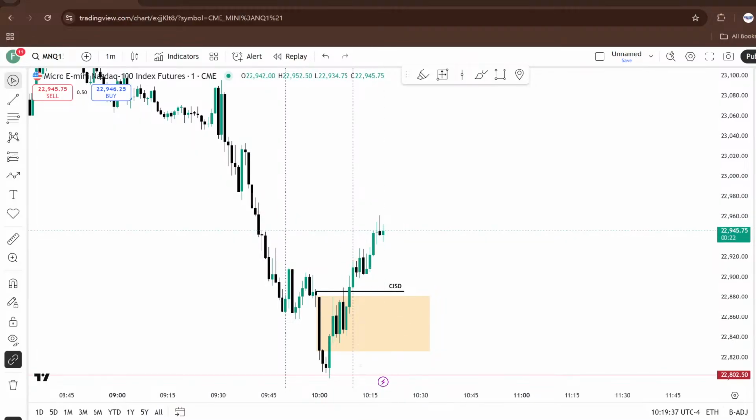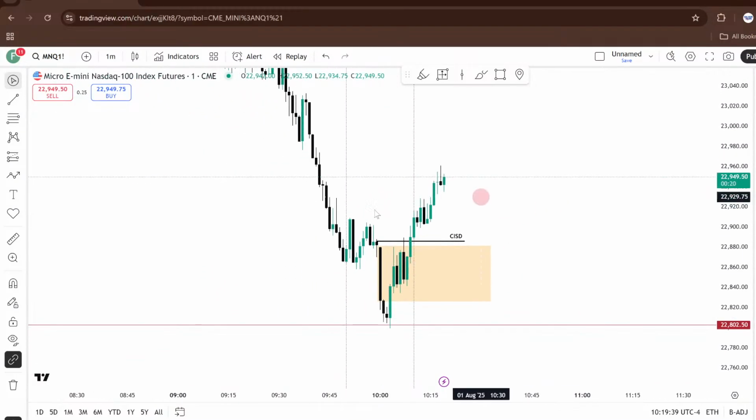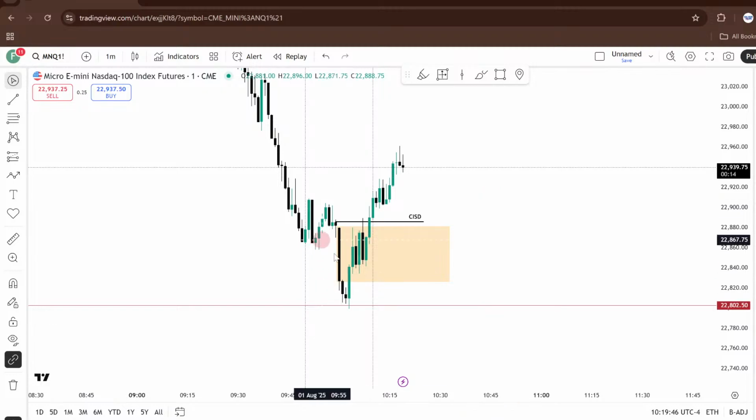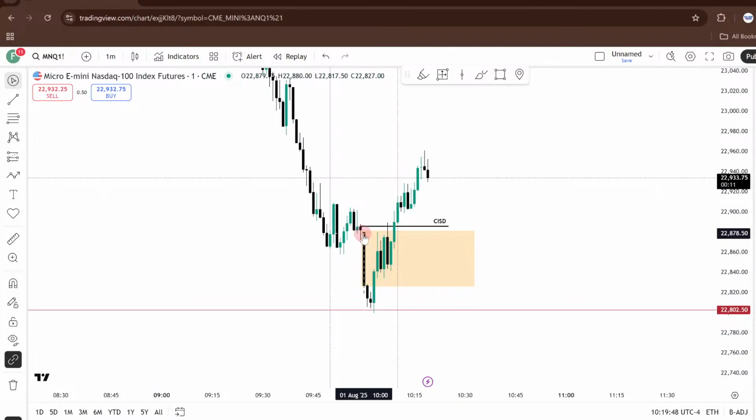So yeah, hopefully that makes sense. But this is a typical framework that I'd use. This is something I'd study. And this is like a macro-based trade. So obviously the news comes out, the news manipulates. We can see that. We accumulate, we manipulate, we distribute.